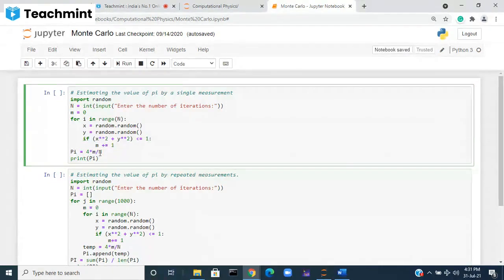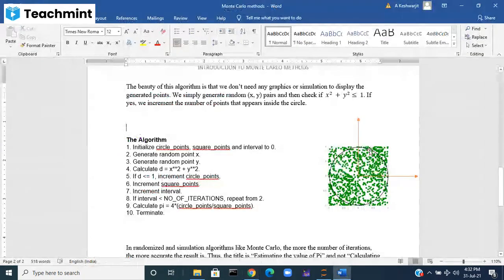That is m. And what is n? N is the total number of times the random points are generated. As I said, 1000 random points are generated, and all of those 1000 random points lie inside the square.